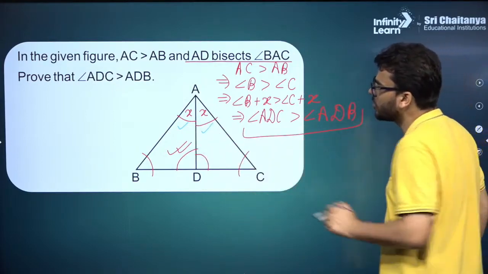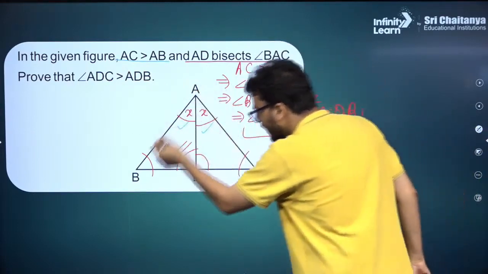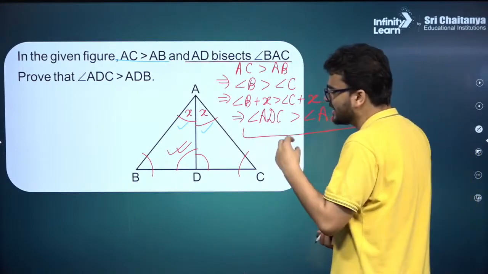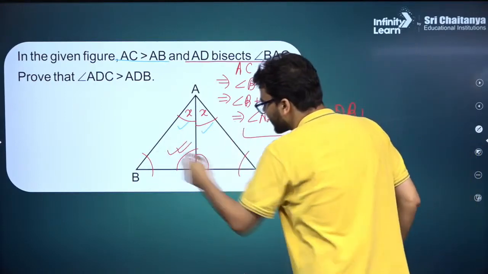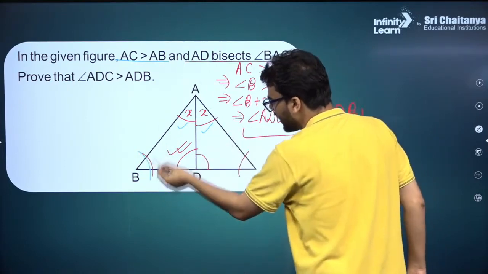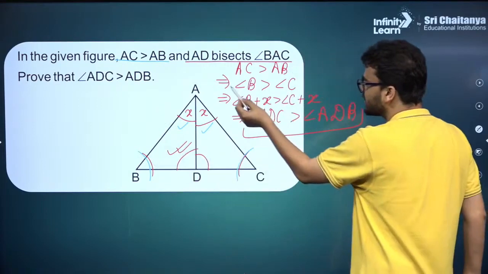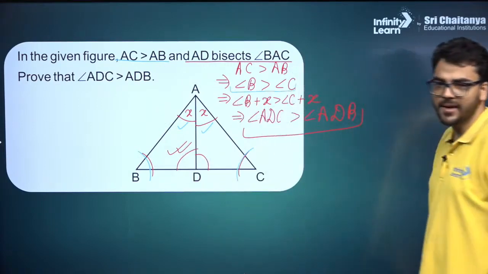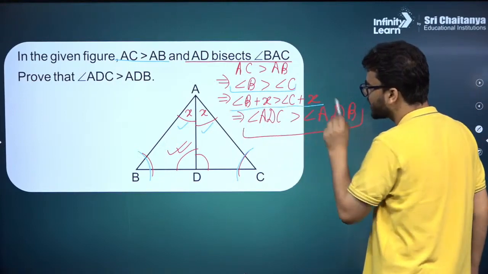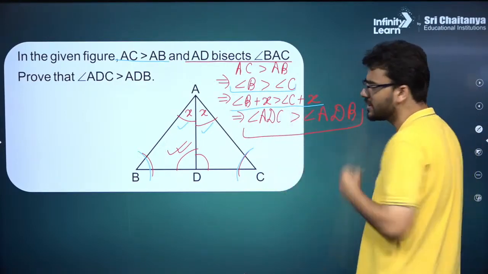Now it is given in the question that AC is greater than AB. So angle opposite to the longer side: AC is greater than AB, so the angle opposite to AC is B, and the angle opposite to AB is C. So therefore B is greater than C will come, or not, guys? Now can I add X on both these sides? I can add the same thing on both the sides. I am adding X on both the sides.